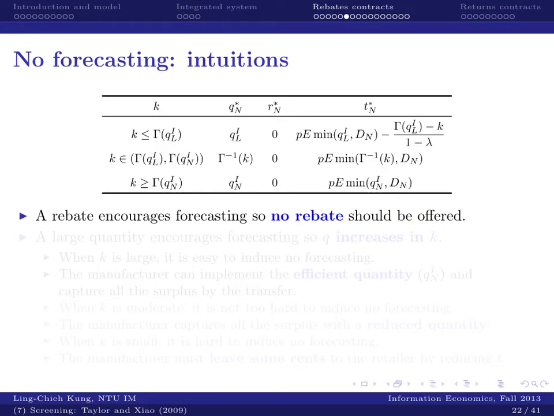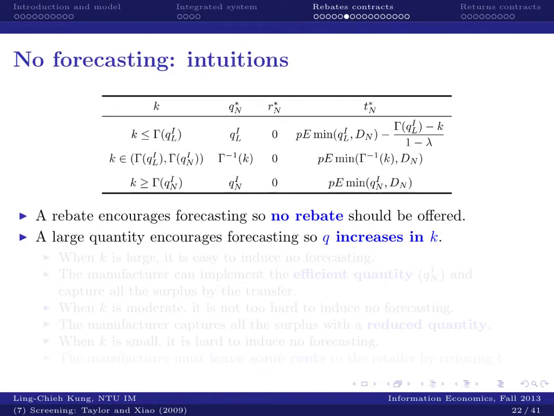Okay, this is the case in which the manufacturer wants to induce no forecasting. So there is no reason to provide rebates. If you provide rebates, the retailer is going to prefer forecasting more, and that's why I would prefer no rebates. Also, a large quantity would encourage forecasting. Okay, so that's why Q will increase in K.